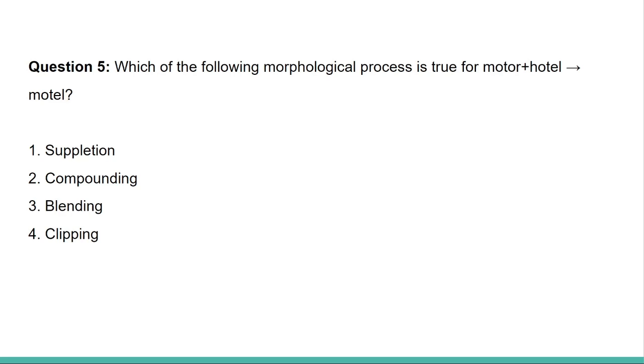And finally, let's discuss clipping. What happens in clipping is that if you have a long word, we simply shorten it, we clip it. An example of that would be the word ad as a clipped form of the word advertisement. Advertisement is the original word. We clip it and we get ad. So that is an example. All these are examples of different word formation processes.